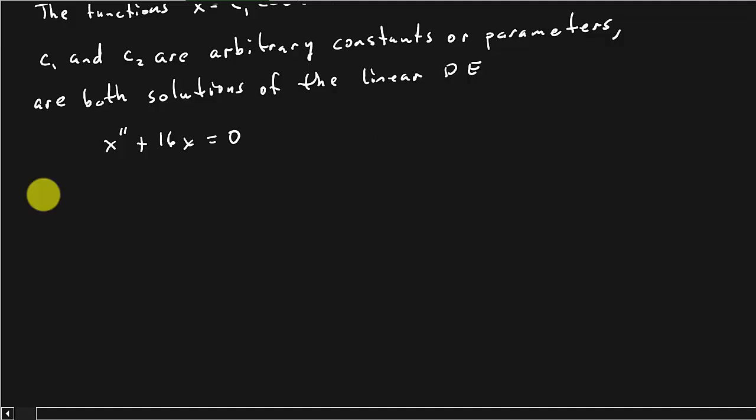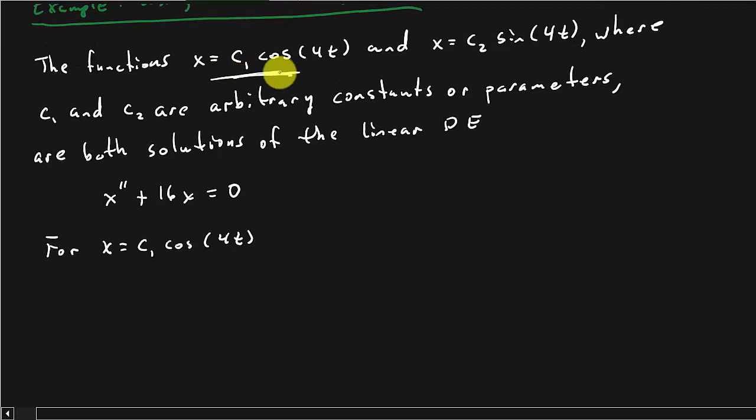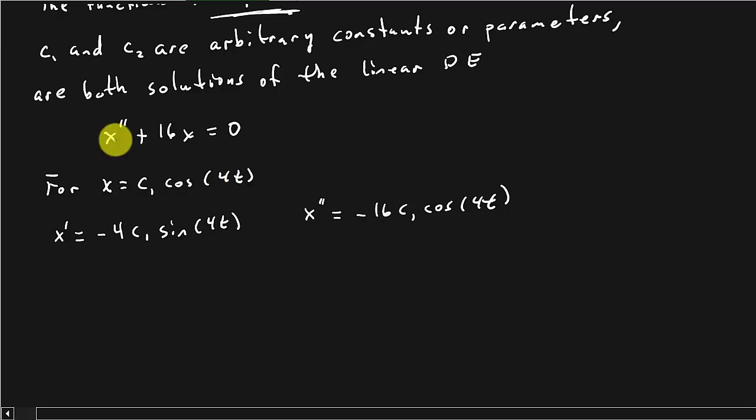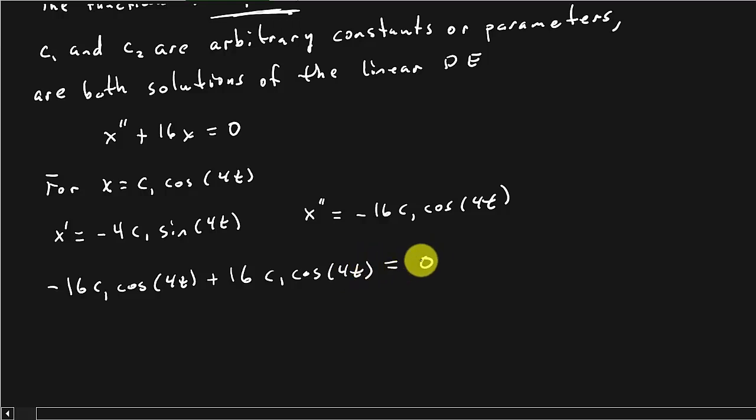All right. So if we look at x equals c1 cosine 4t, we've got x prime is equal to negative 4 c1 sine 4t, right? If we take the derivative again, x double prime is negative 16 c1 cosine 4t. Okay, and then if we plug these into the differential equation, plug this in for the second derivative, negative 16 c1 cosine 4t plus 16 times x. So we're going to plug in c1 cosine 4t for x. Well, that does equal 0. Okay, we would get 0 equals 0.